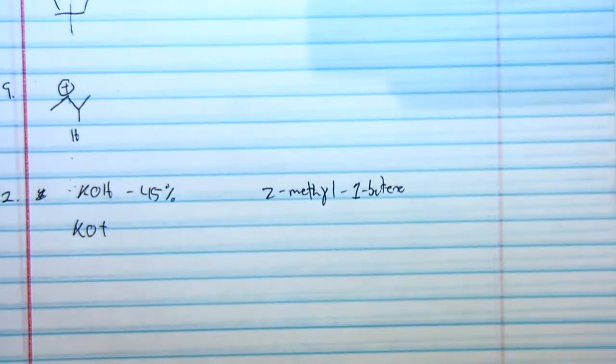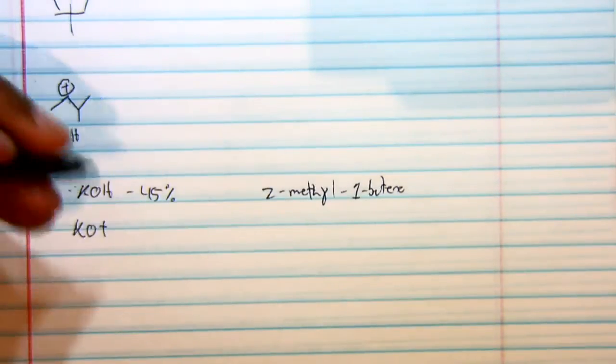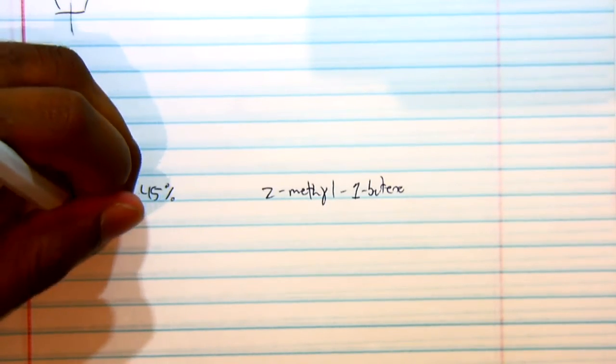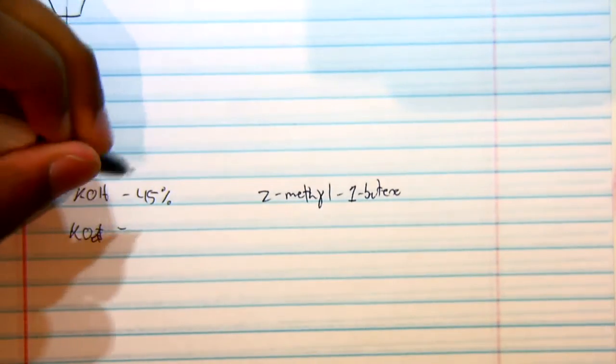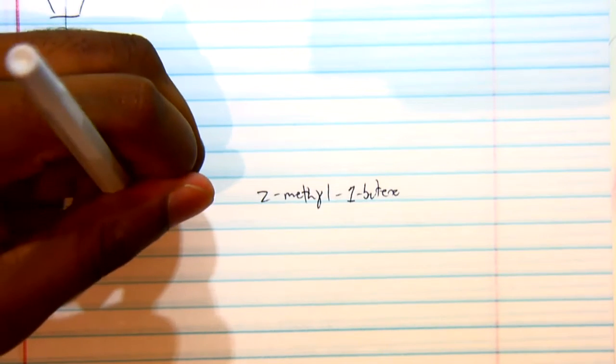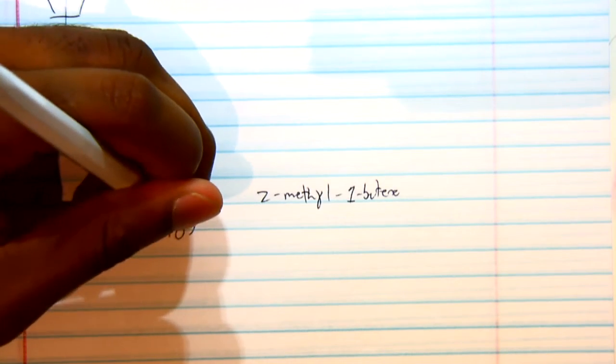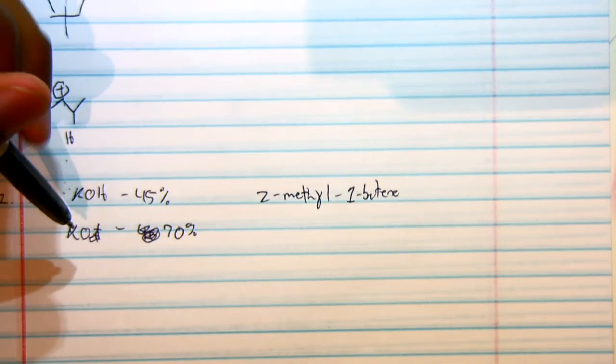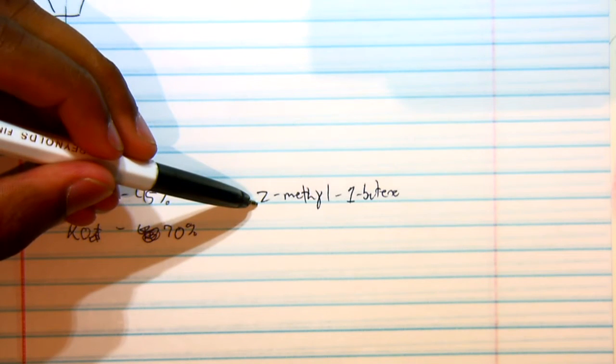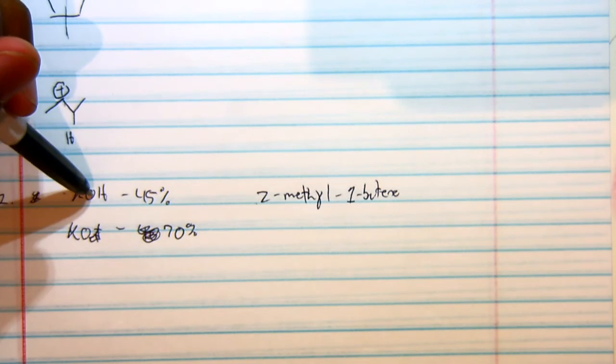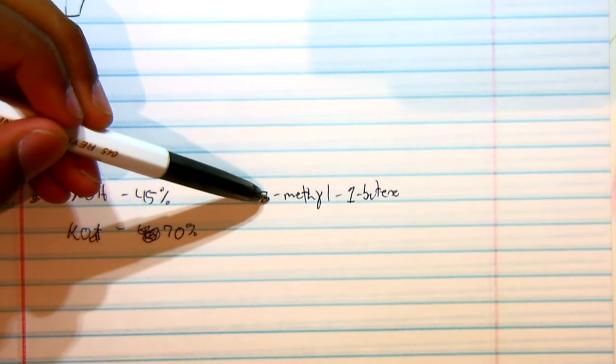So they're both producing 2-methyl-1-butene. This one, KOEt, is just producing a lot more of it. And that's not the same. So they're saying this bulkier base is producing a lot more of this. Does that make sense? While this base that's not bulky at all is producing only 45%, right?